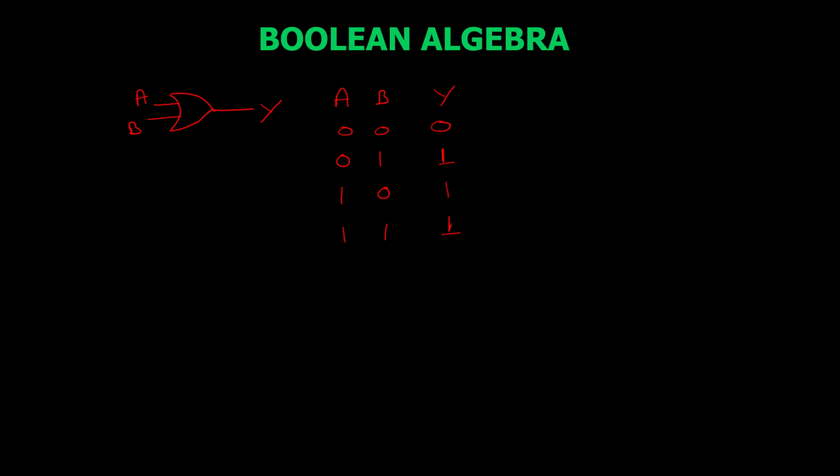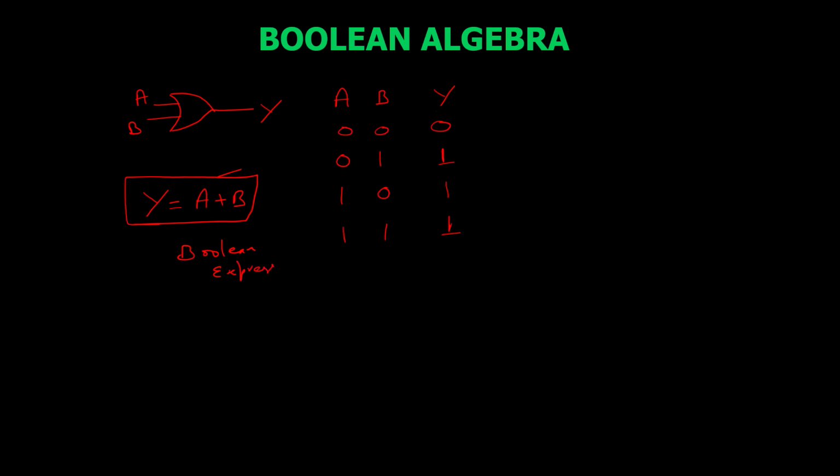Okay, now if you want to just find out the relationship between this Y and A and B, you can write like this: Y is equal to A plus B for this OR gate, and this expression is called a Boolean expression.